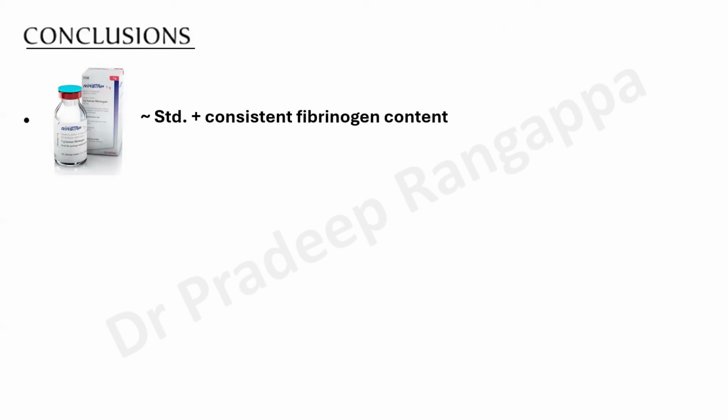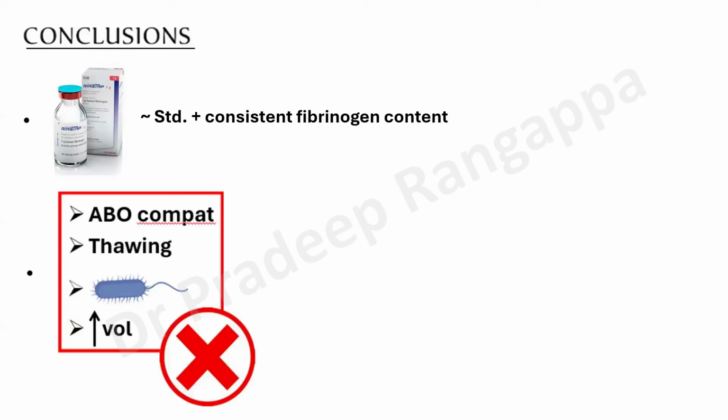So the conclusions of this whole fibrinogen discussion: fibrinogen concentrate is commercially available, so every trainee should know. And there is a consistent fibrinogen content. There is no fluctuation with the amount of fibrinogen present in these concentrates, because these are all recombinant, synthetically prepared fibrinogen. The key advantages are you don't need to do ABO compatibility, we don't need to do thawing, there's no risk of infection transmission, and there is no fluid or volume overload.